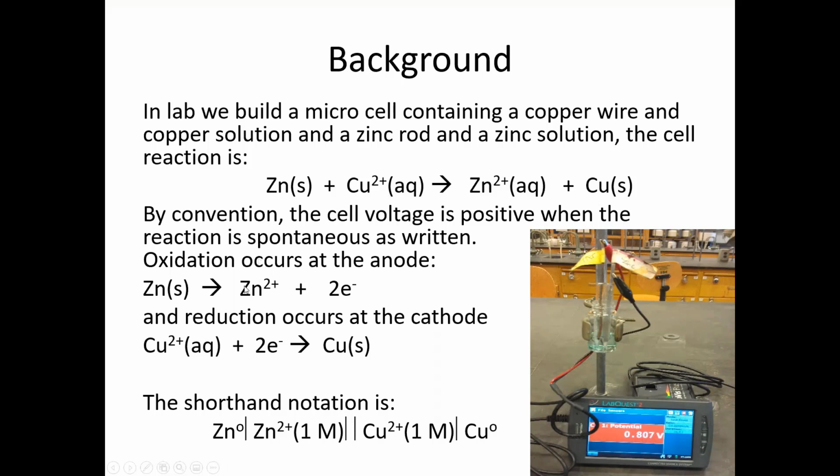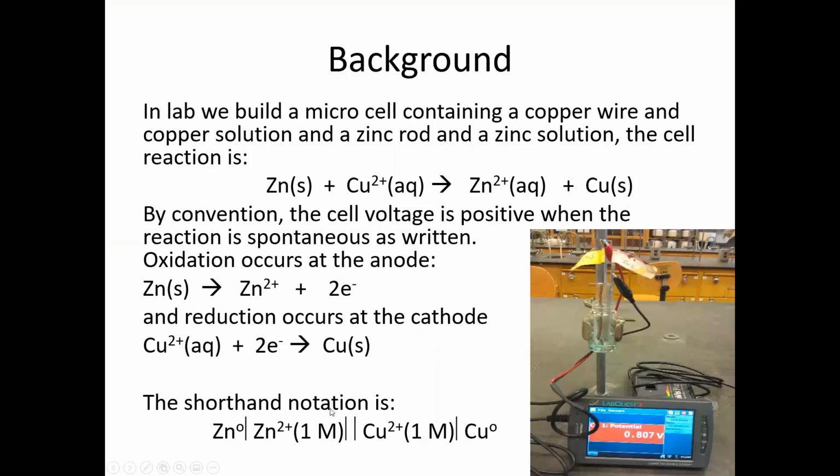The redox pair here is the zinc solid getting oxidized to become Zn2+. That's the oxidation process that occurs at the anode. And the reduction occurs at the cathode. So Cu2+ gets reduced to copper element.